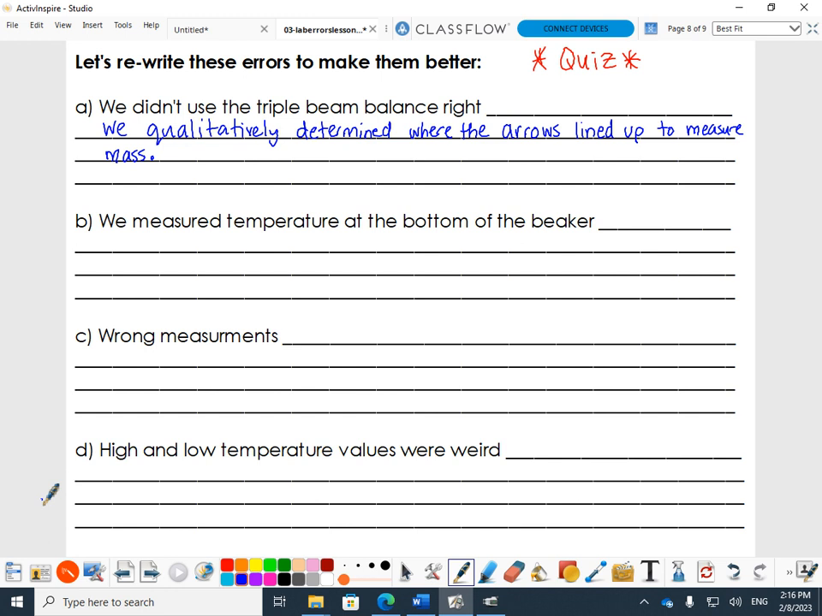our results became more accurate, or our results became more reliable, when we learned how to use the equipment or when we practiced using the equipment. So again, taking an average of the values can be a way to help minimize that error. So that could be something you could write as an improvement.